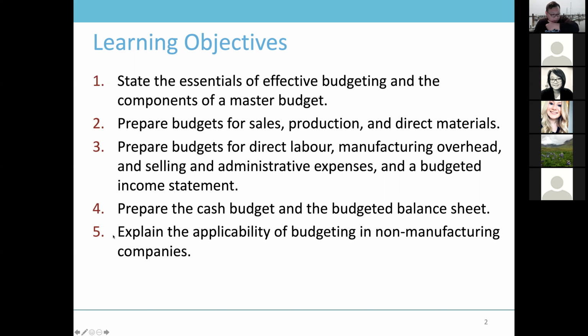And then the last point is related to non-manufacturing companies. So that's our learning objectives for this chapter. We have 2 lectures today and Thursday to cover these topics.